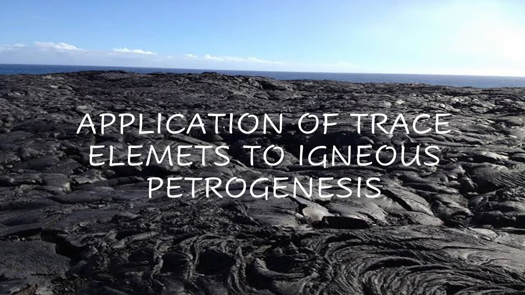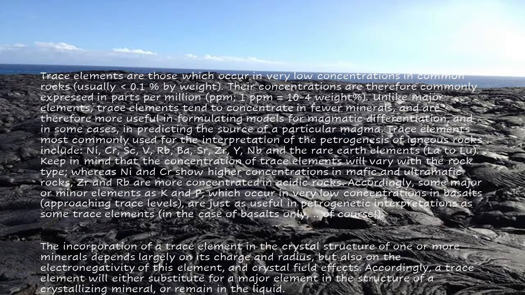Application of trace elements to igneous petrogenesis. Trace elements are those which occur in very low concentrations in common rocks. Their concentrations are therefore commonly expressed in parts per million. Unlike major elements, trace elements tend to concentrate in fewer minerals and are therefore more useful in formulating models for magmatic differentiation, and in some cases, in predicting the source of a particular magma. Trace elements are most commonly used for the interpretation of the petrogenesis of igneous rocks.